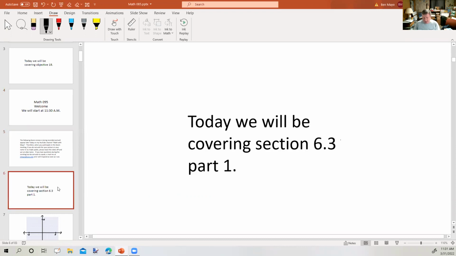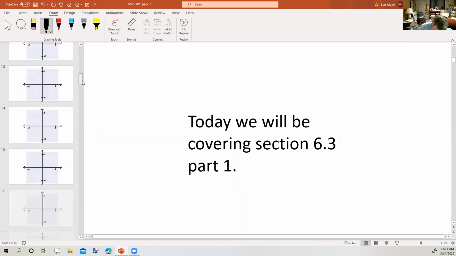All right, so today we're going to take a look at section 6.3. We're going to actually spend 2 days on it because there's two different popular methods of doing the process we're going to look at. But before we do that, do you have any questions from yesterday's homework that you'd like to look at? I'll take that as a no. All righty, then we'll get started.